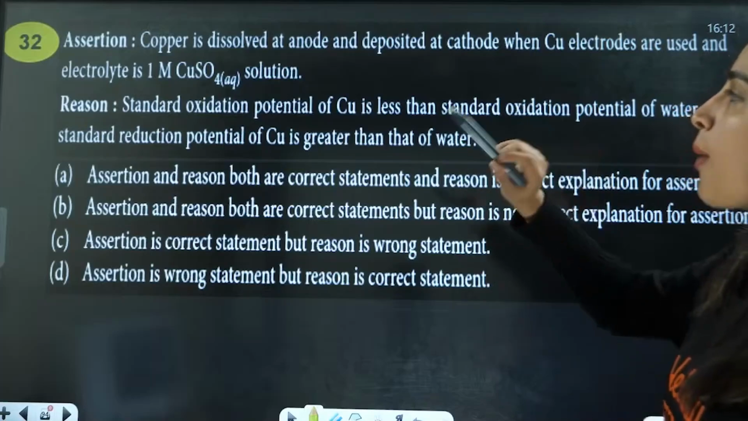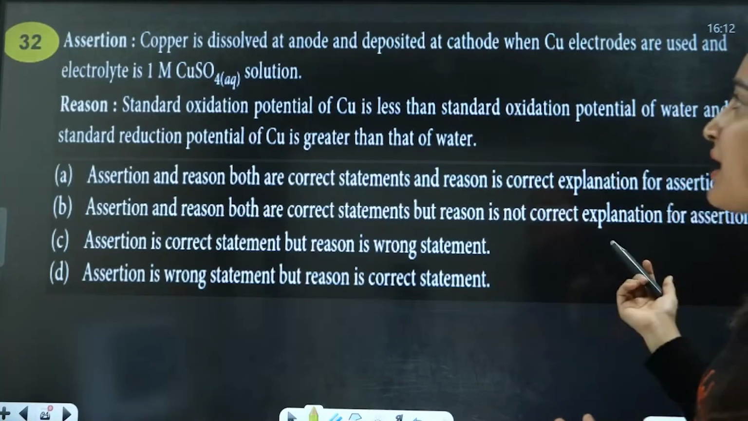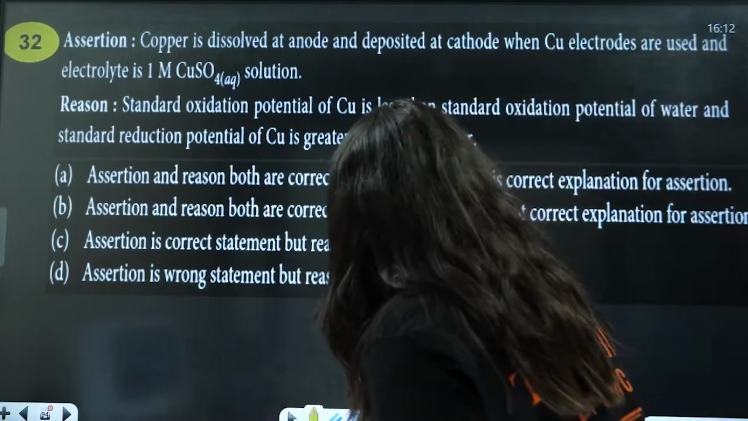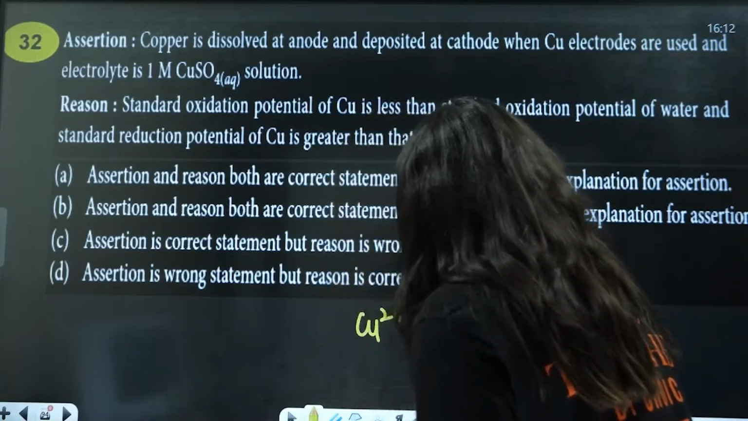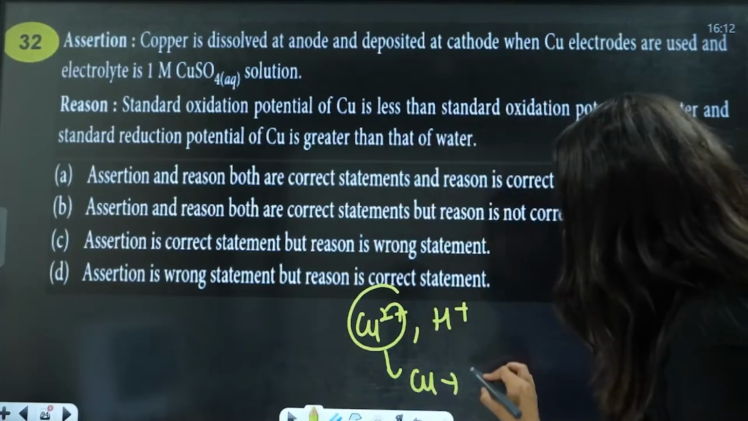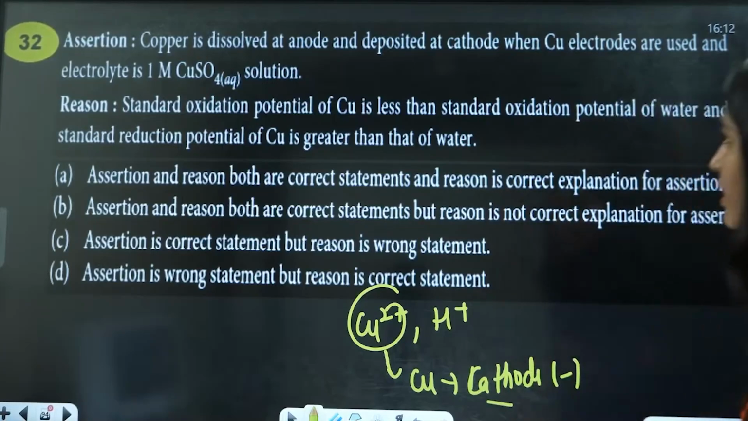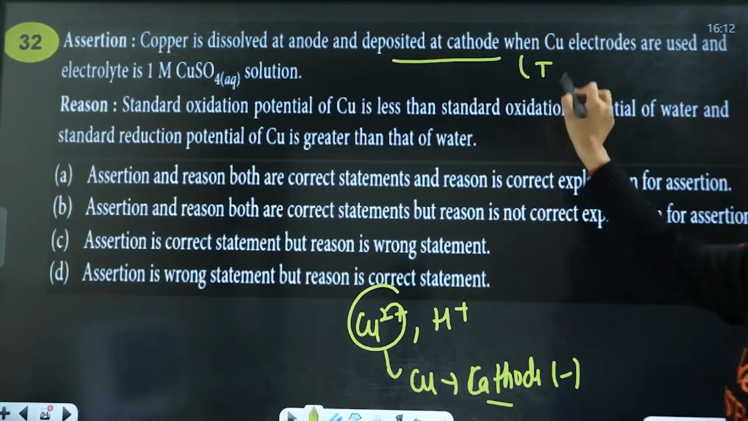Copper dissolved at anode, deposited at cathode. In CuSO4 solution, you will have Cu2+ and H+. Now Cu2+ will be deposited at the cathode because it is the negative electrode. So this is a true statement.